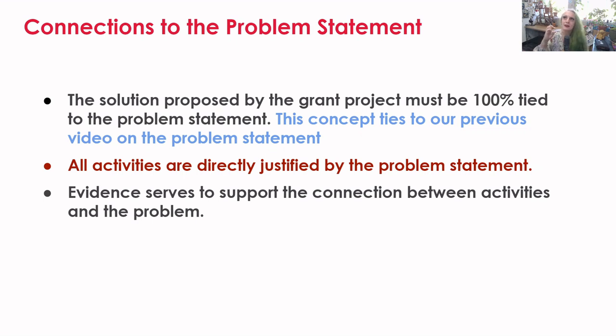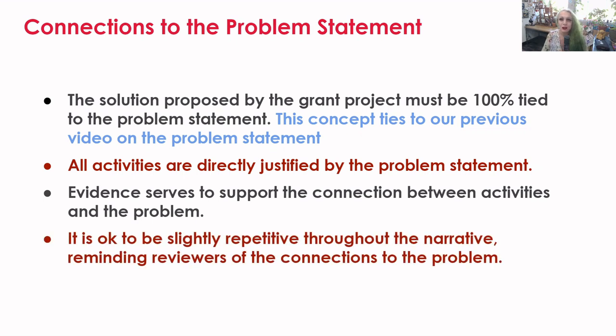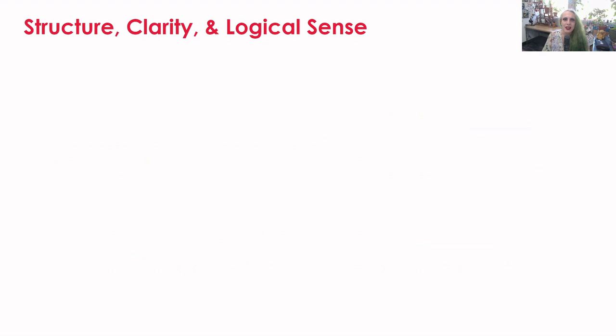So you can sometimes summarize the focus points that you're going for by thinking about your activities. What am I actually doing in the grant? And that can be a gauge for you to make it more succinct, make your narrative more objective. It's also okay to be a little repetitive throughout the narrative, reminding reviewers of the connections to the problem.